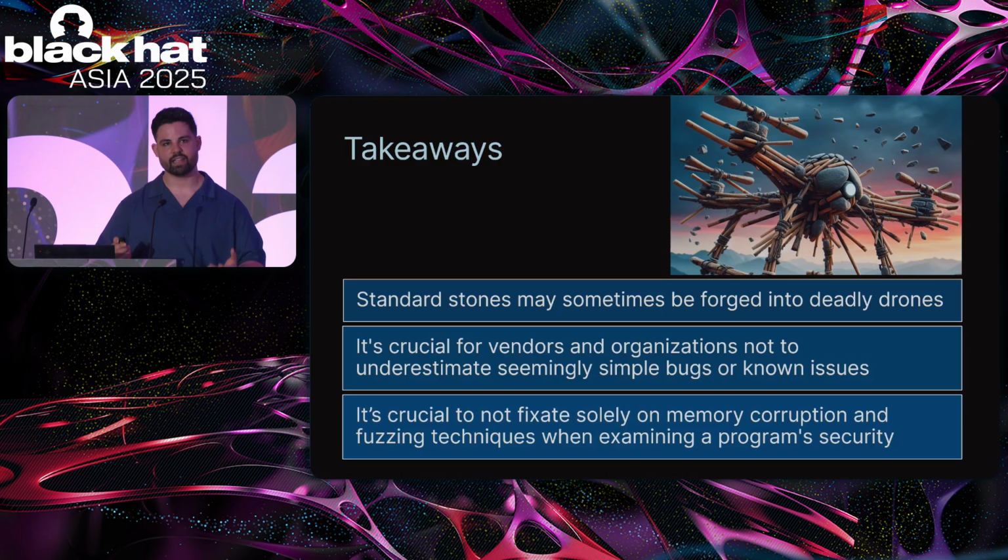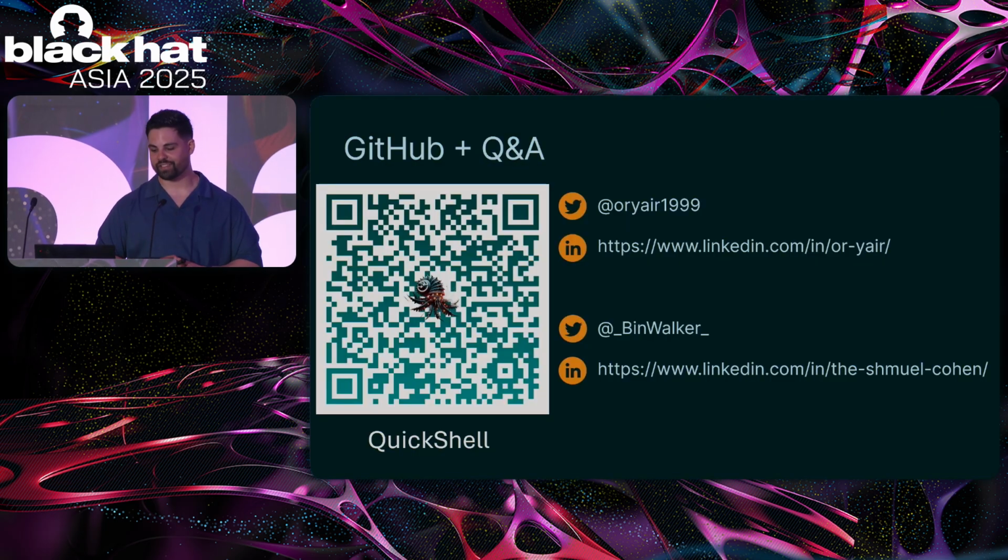And with this last takeaway, we reached the end. That is pretty much it. This is the QR code for the QuickShell tool that contains all the vulnerabilities, all the exploitation of the vulnerabilities that we saw here today, including the new bypasses that were released just now. You'll also find the contact details of myself and Shmuel, and I'd like to thank everyone for joining this session today. I hope you enjoyed it. I'll be here if you want to ask any questions.